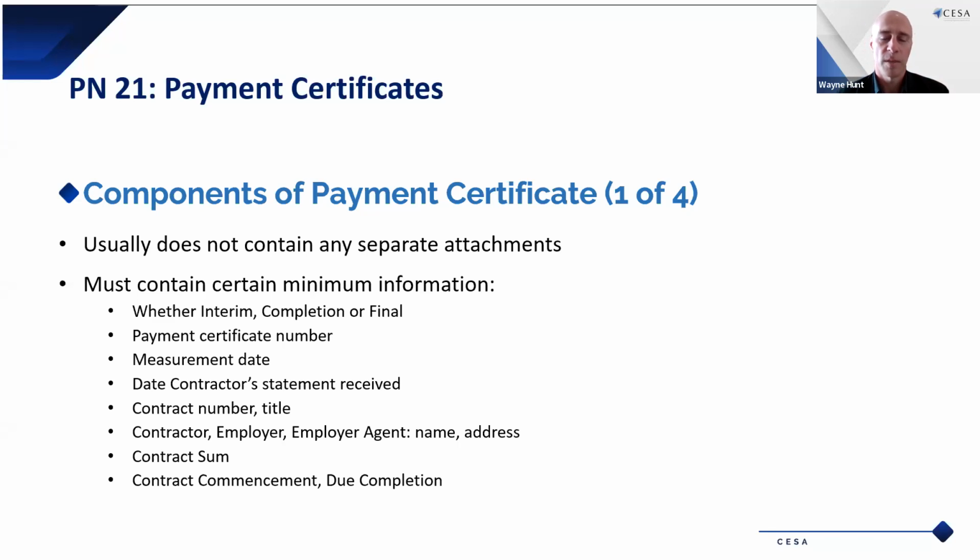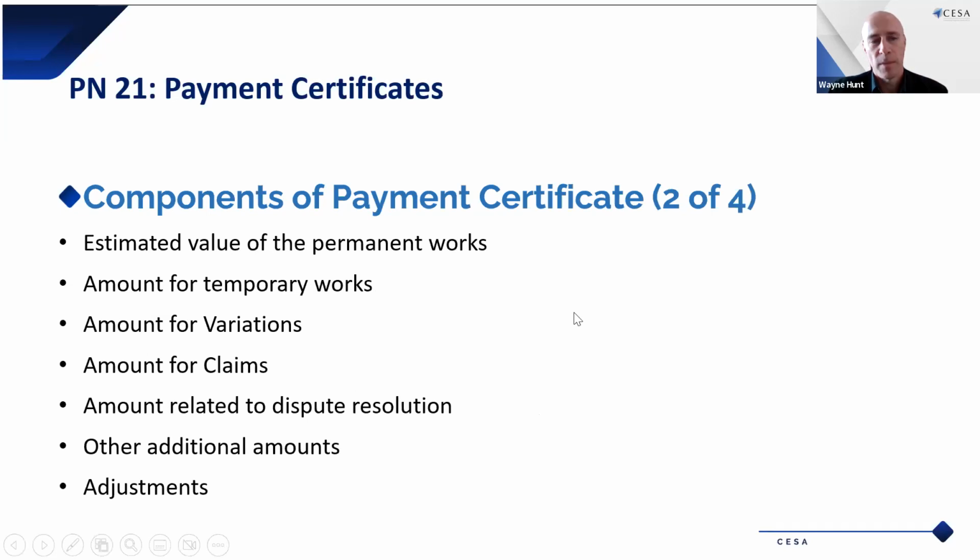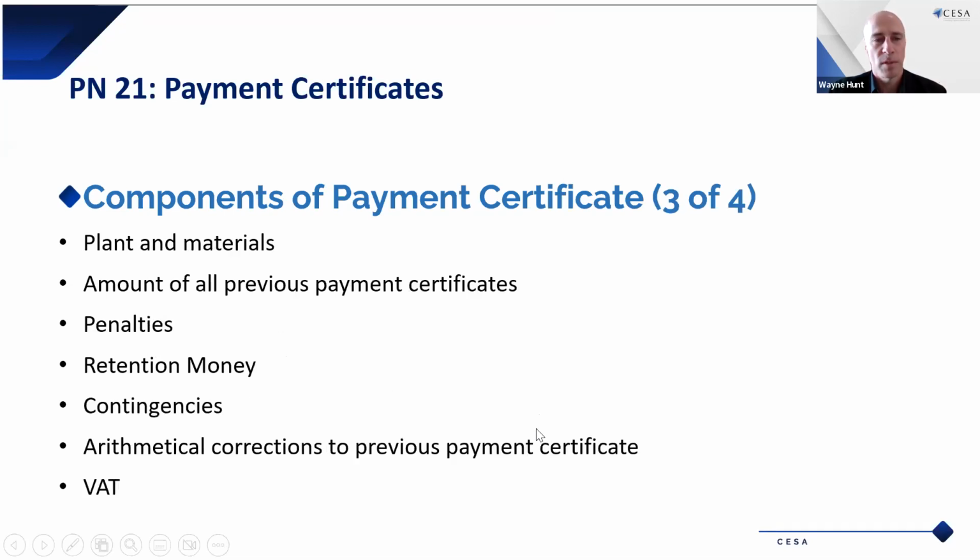It must contain the date that the contractor's statement was received, the contract number, title, and then names and addresses of the various parties, the contract sum, commencement date, and the due completion date. Then also the estimated value of the permanent works, amount for temporary works, variations, claims, amounts related to dispute resolution, and other additional amounts and adjustments. Plant and materials, amount of all previous payment certificates, penalties, retention money, contingencies, arithmetical corrections to previous payment certificates. That does occur. The interim payment certificates are interim, and it does happen that you pick up that an error was made on a previous payment certificate. So this can be adjusted. And then VAT.